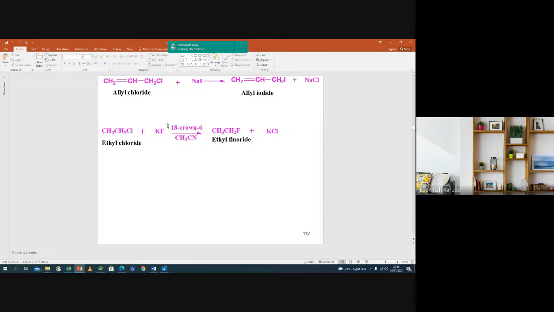And also you have 18-crown-6. This is the reagent which is going to stabilize the potassium ions, as you'll see later how that happens and why it should happen. And also this is a solvent which is polar aprotic.